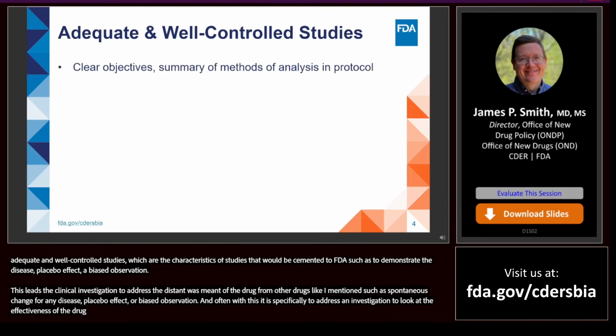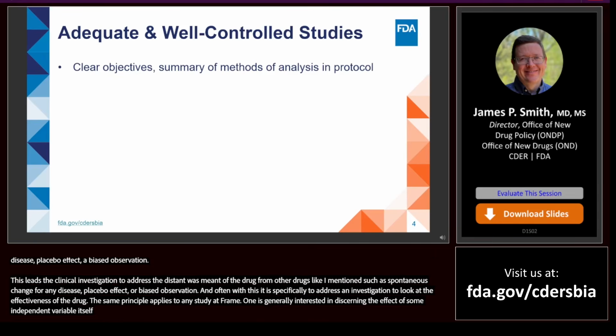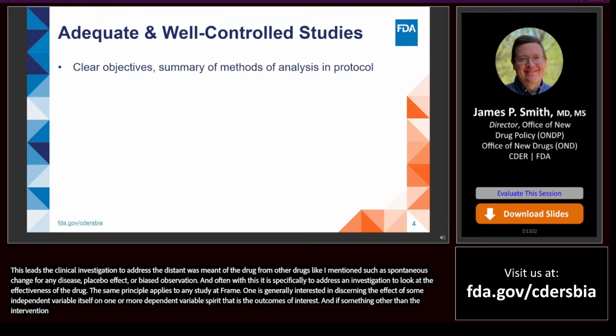So here I'm going to summarize at a high level the characteristics of an adequate and well-controlled study, which, as I just said, are good scientific principles to consider regardless of the type of clinical research that you're involved in. And I'm going to go into several of these points in the coming slides, but let me run through the list as an overview.